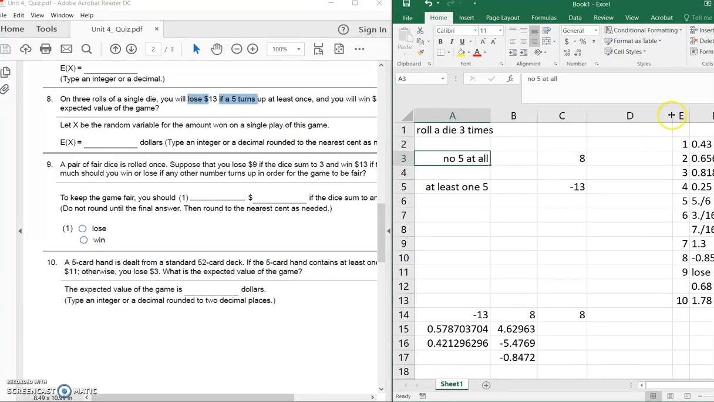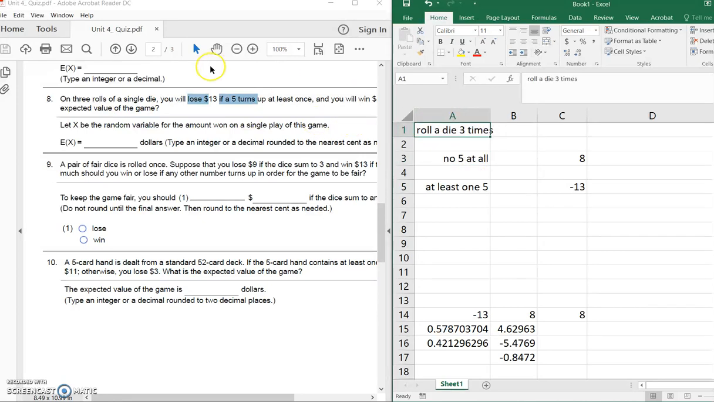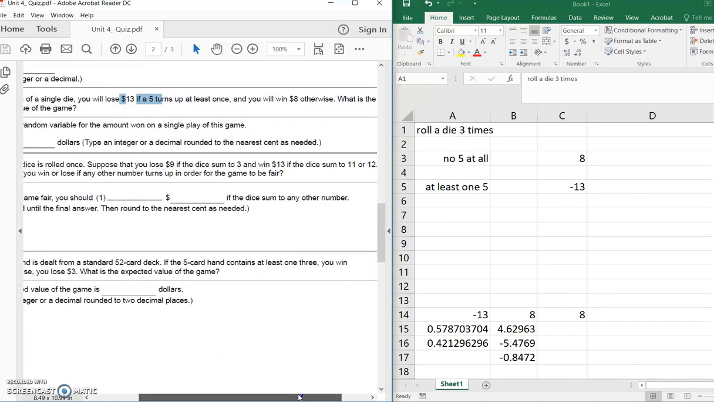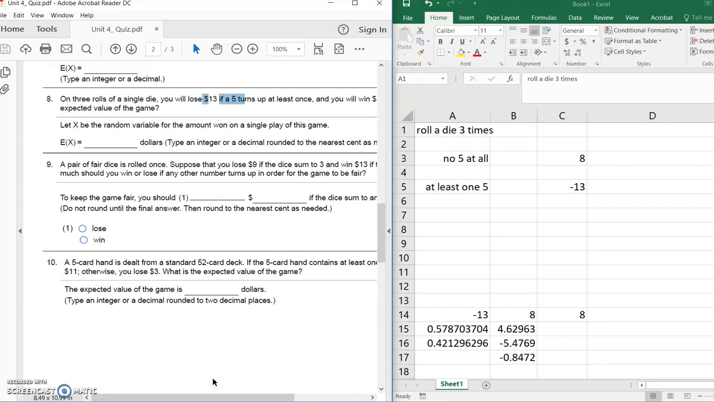Okay, so number 8 is a little bit tricky. So it says here a die is rolled 3 times. So we're rolling a die 3 times. And so this is a game. So when you roll it 3 times, if you roll 5 at least once, you lose $13. And you will win $8 otherwise. So when you roll it 3 times, if you roll anything other than 5 all 3 times, you win $8.